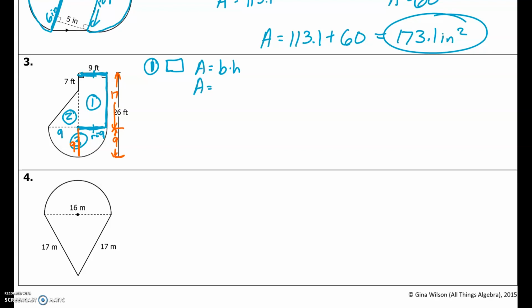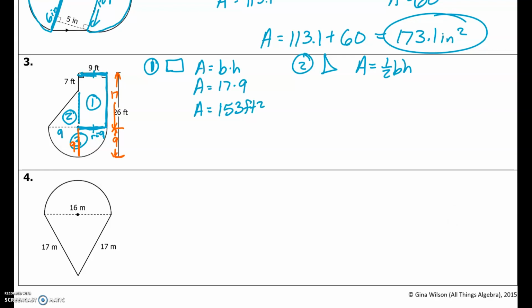Okay, so what we're going to do next is I'm going to go back to blue just for the rectangle, and then I'll change colors. So we have our base, which in this case can be 17 times 9, so the area of the rectangle is just going to give us 153 feet squared. Now for the second shape, we do have a triangle. Area of a triangle is area equals 1/2 base times height.